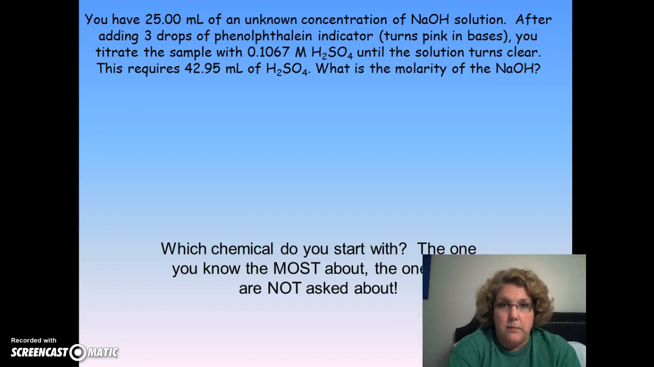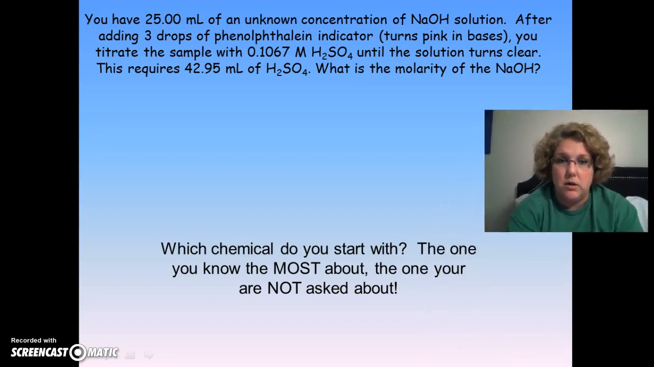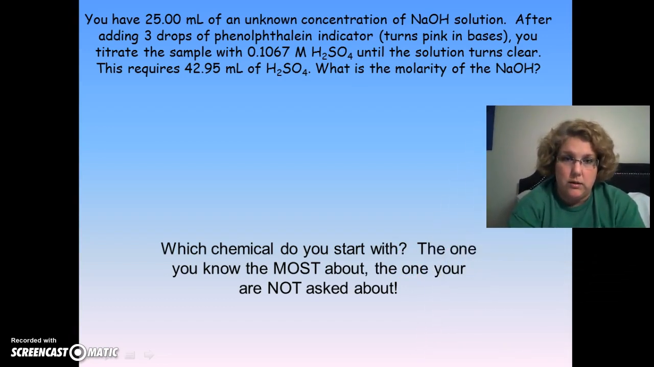Well, already you might be getting a little overwhelmed at just all the words here, but just make a list of the numbers you're given. You have 25 mL of NaOH. You're looking for the molarity of NaOH. You know the volume of the acid, and you know the molarity of the acid. So the question is, which chemical do you start with? The one you know the most about, the one you're not being asked about. You're being asked about the base because there's some missing information that we don't know about the base. So you're going to start your calculation with the acid in this instance.